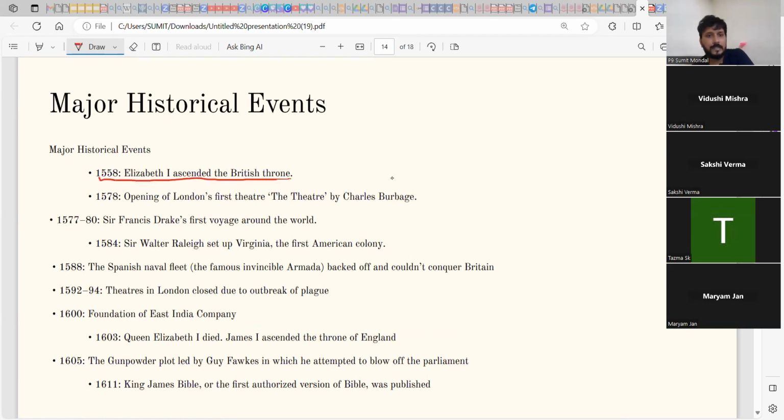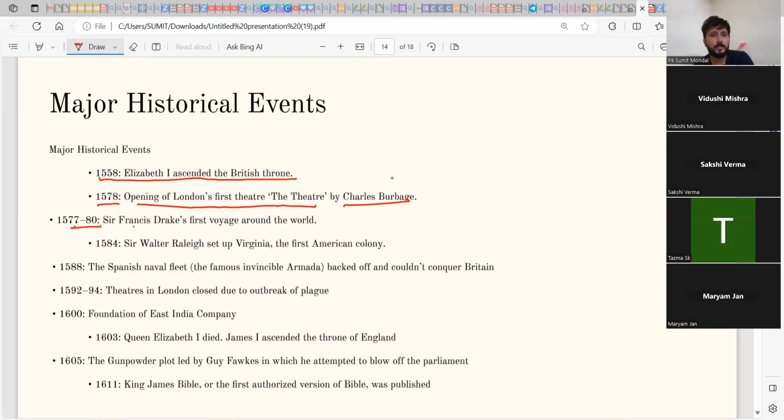1558, Elizabeth I ascended the British throne. Elizabeth I's reign. Then 1578, opening of London's first theatre. If you look at theatre practically, what we are trying to understand is not only the literary side. Even Shakespeare, at that moment, was a very important playwright, not a dramatist. Dramatists are those who write drama for literary purposes, but Shakespeare used to write for practical theatrical purposes. So the opening of London's first theatre, named The Theatre, is a very important event, a question can come.